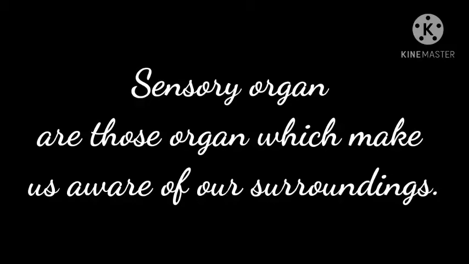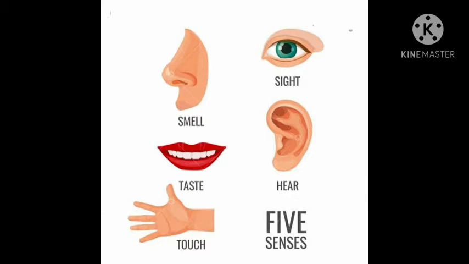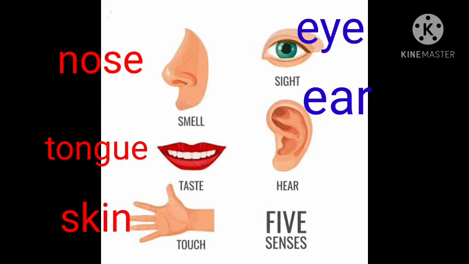Sensory organs are the organs which make us aware of our surroundings. There are 5 sense organs. The nose tells us smell. Eyes give us sight. We hear with our ear.